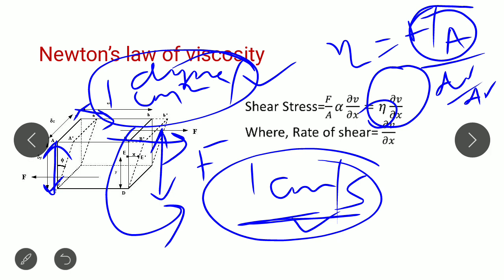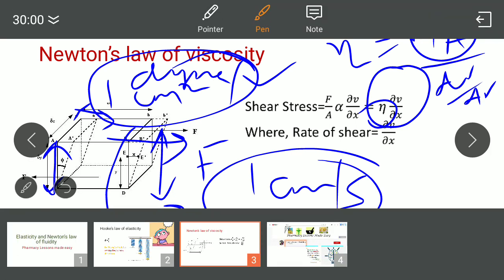So this was all about what is elasticity, Newton's law of viscosity, and Hooke's law of elasticity. Hope you have understood this concept.